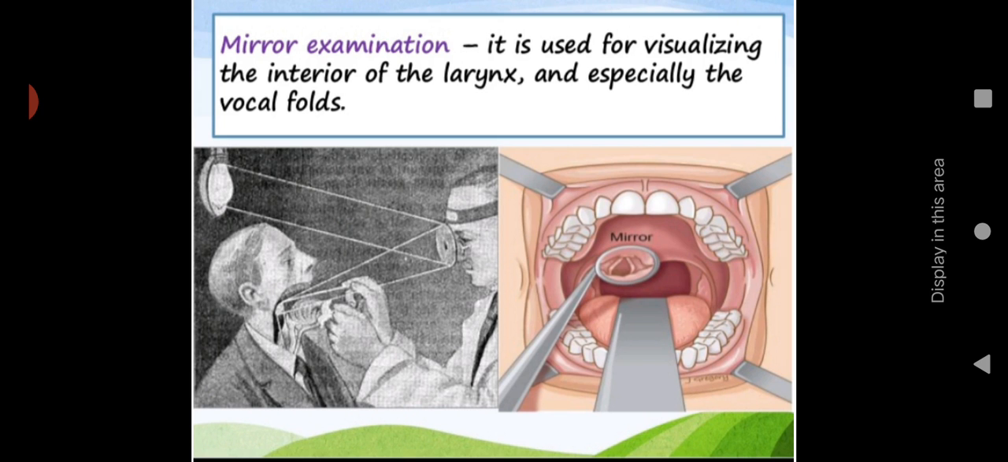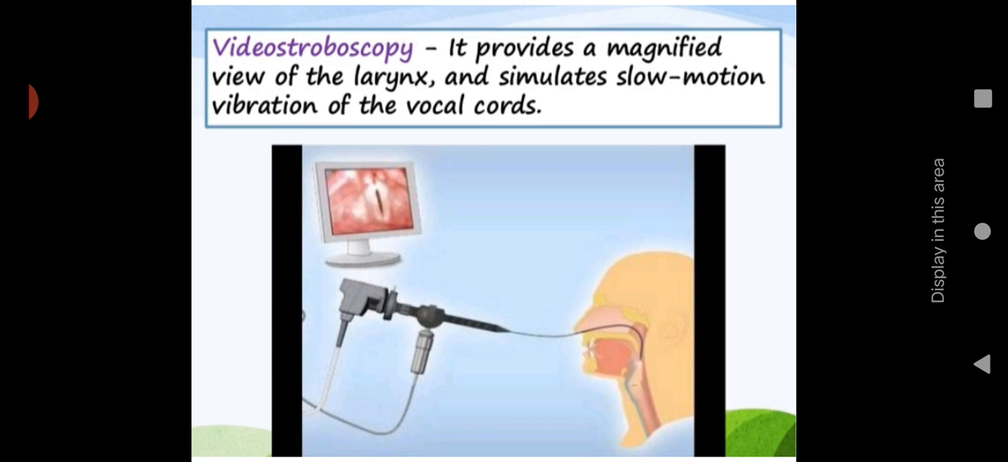Then mirror examination. Maybe some of you have seen this test when consulting with the ENT specialist. The first and foremost examination is done with the help of a mirror. It is used for visualizing the interior of the larynx, especially the vocal cord. So through the mirror, with a tongue depressor and mirror forceps, they can see the vocal cord, whether it is swollen or any obstruction is there. Then video stroboscopy. It provides a magnified view of the larynx and simulates slow motion vibration of the vocal cord. While simulating the slow motion of the vocal cord, we can identify whether the vocal cord is functioning properly. Video stroboscopy means we can directly see it on the monitor.